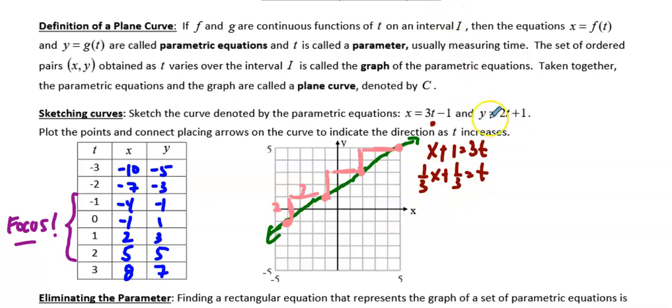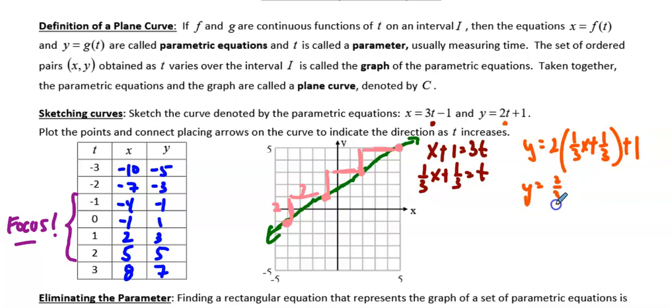Now I can take my y equation and replace my t with the expression 1/3 x plus 1/3, plus 1. And now we have eliminated the parameter. It's that simple. Well, for linear functions, it's that simple. We'll get to more complicated things in the second video. We now have y equals 2 times the expression we saw for t, plus 1.